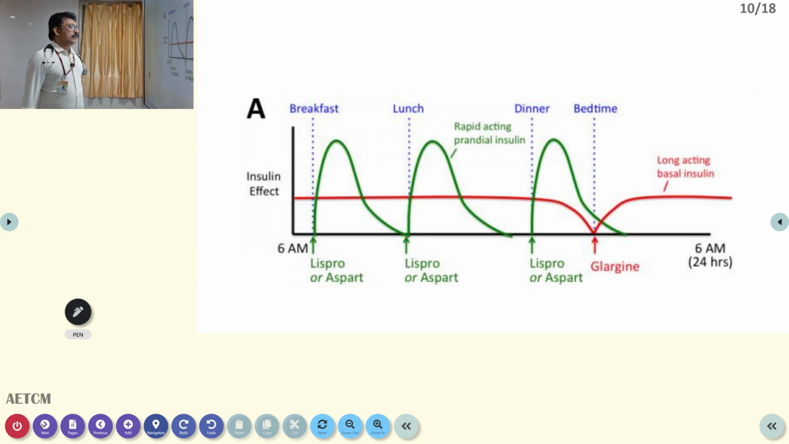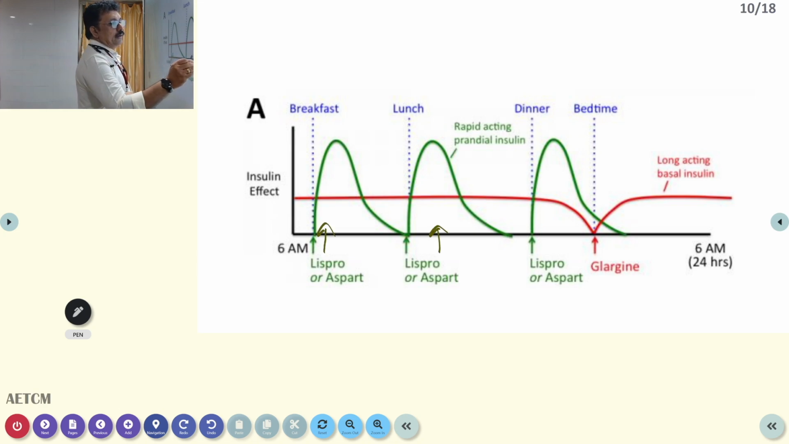Now regimens I have already told. These are the different types of regimens we normally give. One is if the patient is taking 3 meals in a day: morning, afternoon, night. You give just before the meal lispro or aspart here, a peak action occurs here, and the action ends here. Again, for the afternoon food, just one dose here. Night food, one dose here. And you give another insulin, a long-acting basal insulin. Continuously you can give like this.